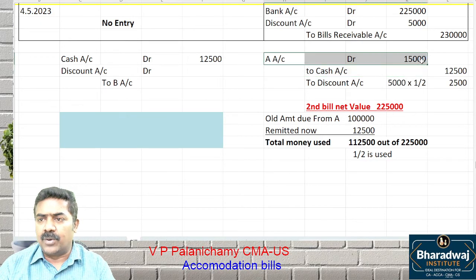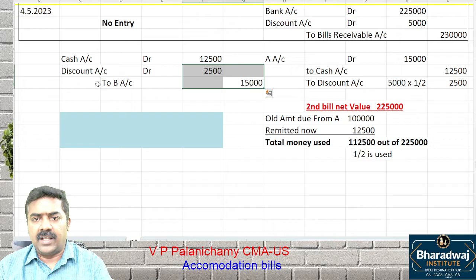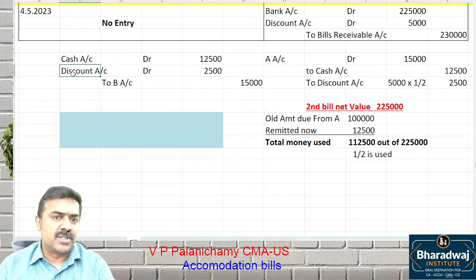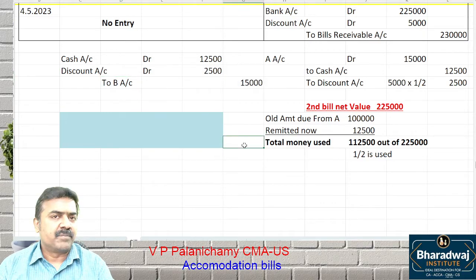So A account debit 15,000, to cash 12,500, to discount 2,500. Then we are receiving money: cash account debit 12,500, discount 2,500, to B account how much? 15,000.